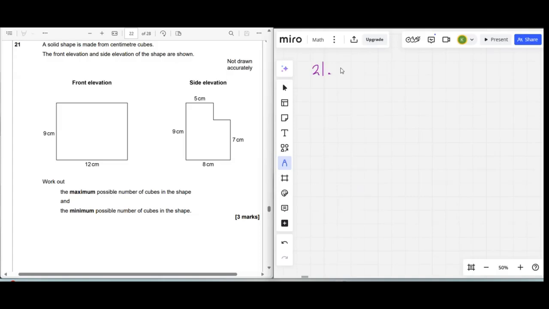A solid shape is made from centimeter cubes. The front elevation and the side elevation of the shape are shown. Work out the maximum possible number of cubes and the minimal possible number of cubes in the shape. Front and side. Front. So I think that shape may be something like that.